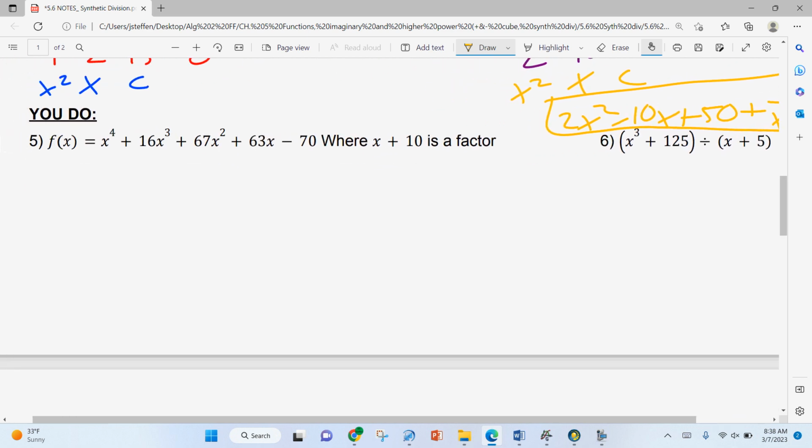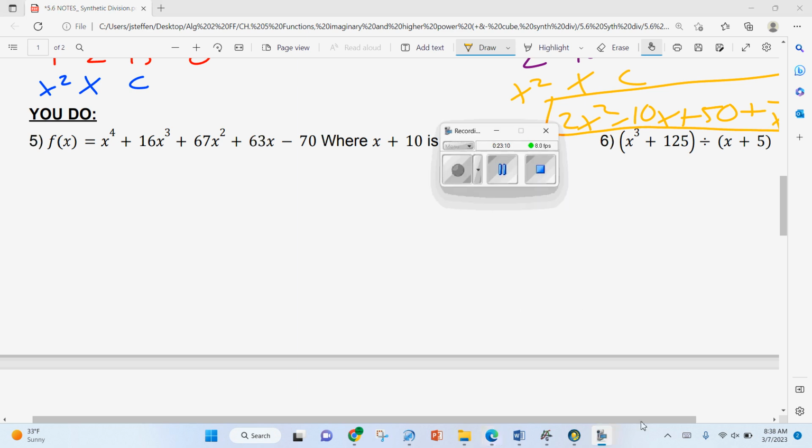So go ahead and do number 5 and 6 on your own. I'm not going to call on people today, mainly because this lesson's a little bit long. I want to give you time to work on your practice test or your worksheet or whatever you need to do. So go ahead and do these on your own, and then I'll put the answers up here in a second.